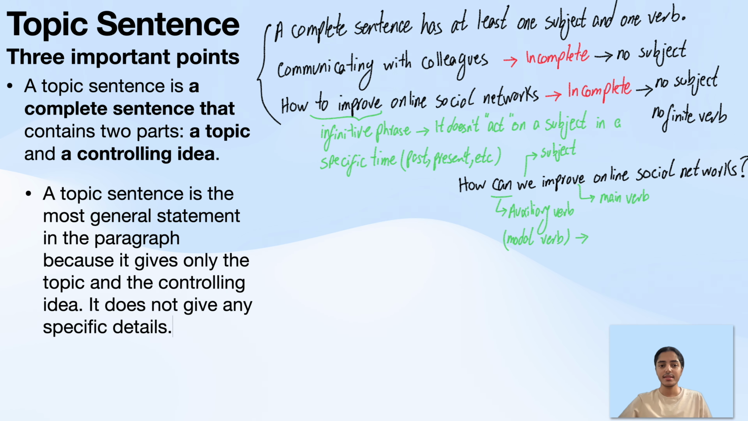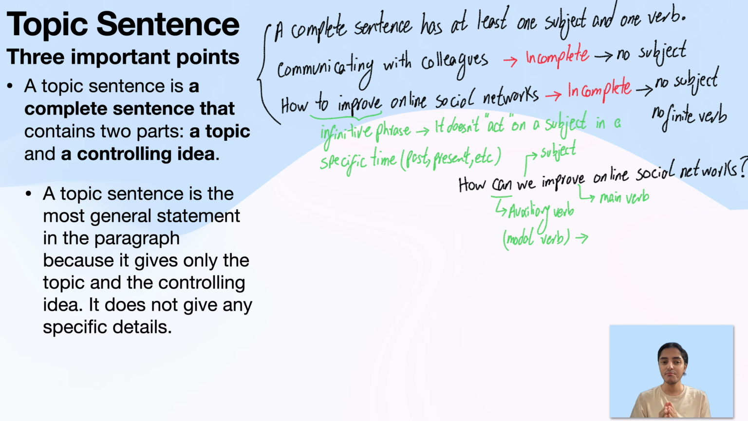A topic sentence is the most general statement in the paragraph because it gives only the topic and the controlling idea. It does not give any specific details. It is very important. You should not clutter the topic sentence so much that it becomes complex and the meaning couldn't be conveyed to the reader. I always say this. It is the responsibility of the writer, especially in academic and formal text, to deliver the proper meaning. There needs to be intention behind each word you choose, each punctuation that you put there.